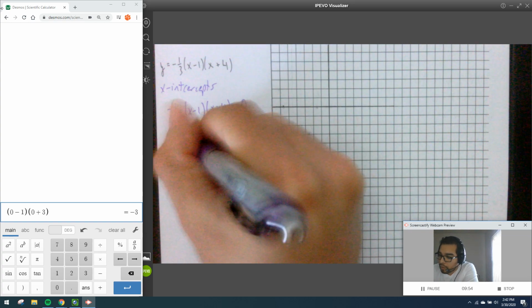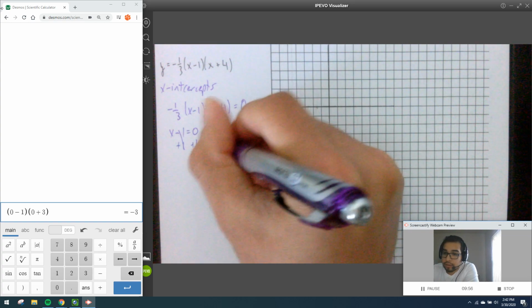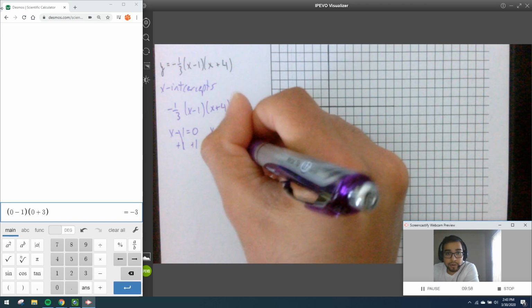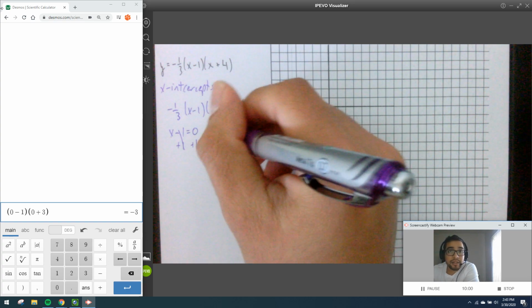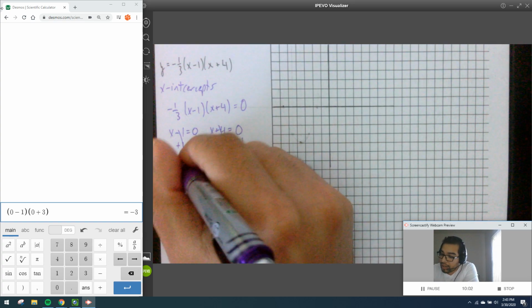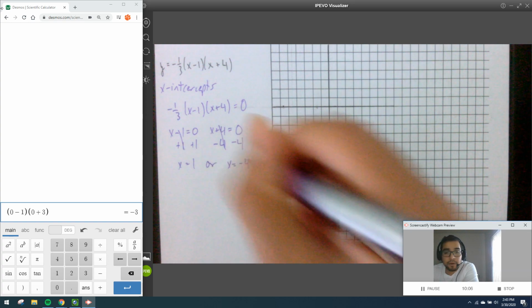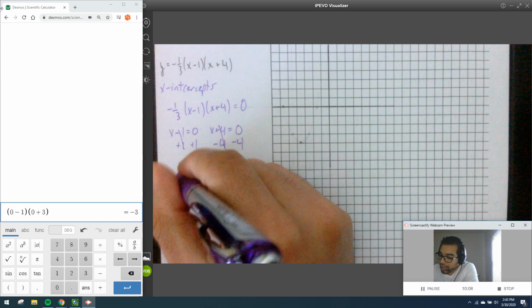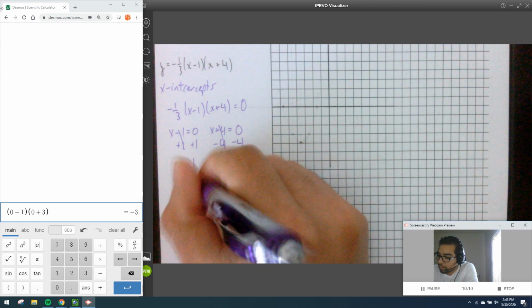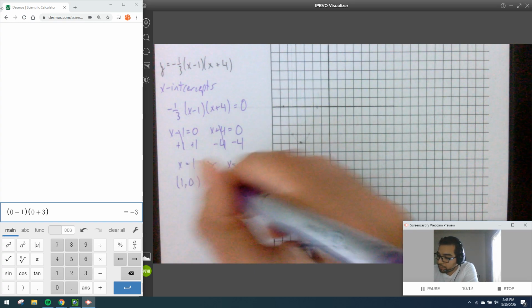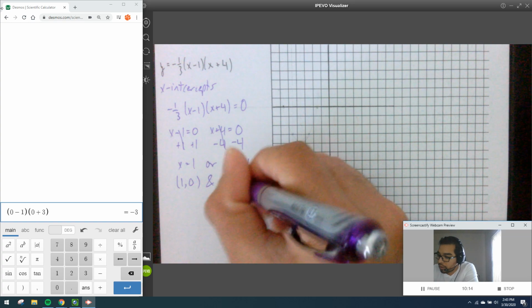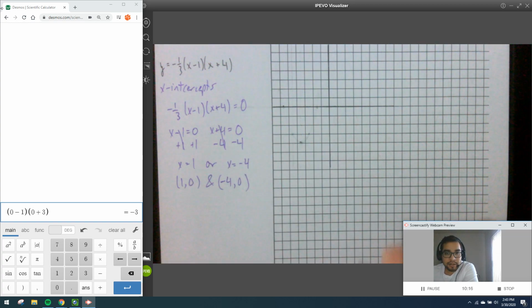Add 1 to both sides. These cancel. Subtract 4 from both sides. These cancel. Now let's go ahead. X equals 1 or x equals -4. All right, so my x-intercepts are 1, 0 and -4, 0. So let's go ahead and let's plot those right now.